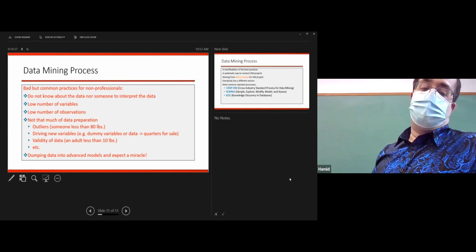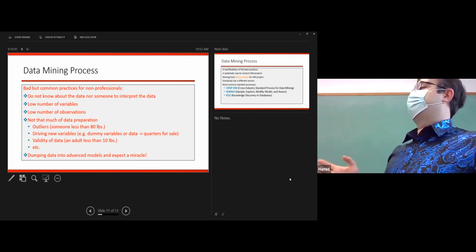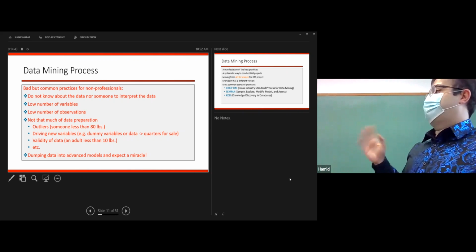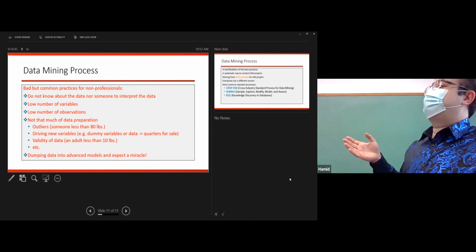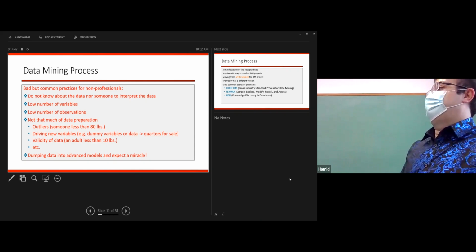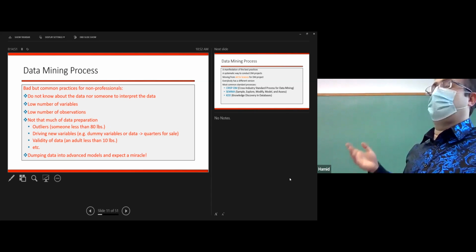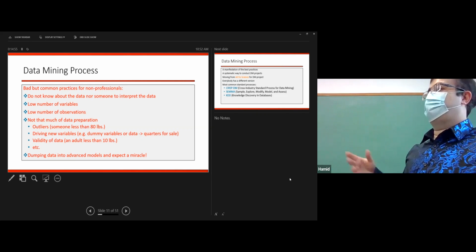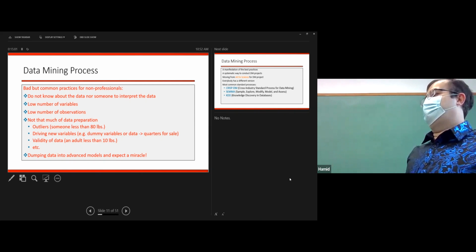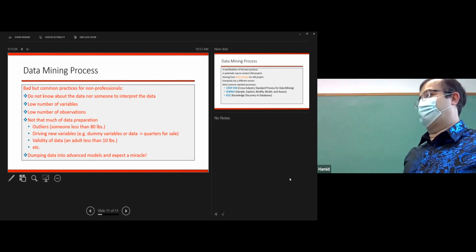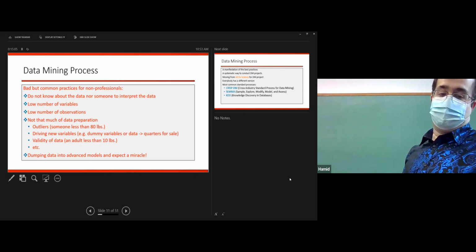Many times people who are not that professional just forget to do data preparation. Sometimes a high proportion of your project time might be spent on data preparation. If you use bad data, you shouldn't expect a miracle. Even if you use the most advanced algorithms with bad data, you would get trash. So garbage in, garbage out.